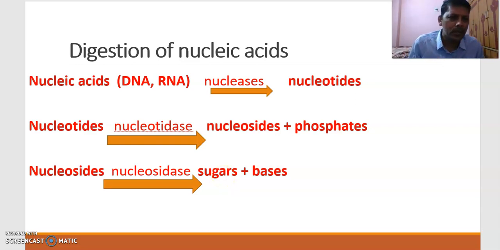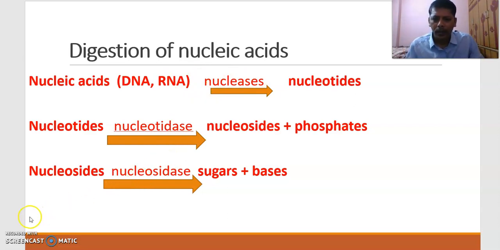What are the sugars here? In our DNA molecule there is a sugar, and in the RNA molecule there is a sugar. The sugar in the DNA is called deoxyribose. The sugar in the RNA is called ribose. And what are the nitrogen bases? You are familiar with the nitrogen bases: adenine, guanine, thymine, cytosine, uracil. These are called nitrogen bases. And finally, in this way, nucleic acids are digested by the action of enzymes present in pancreatic juice and intestinal juice.